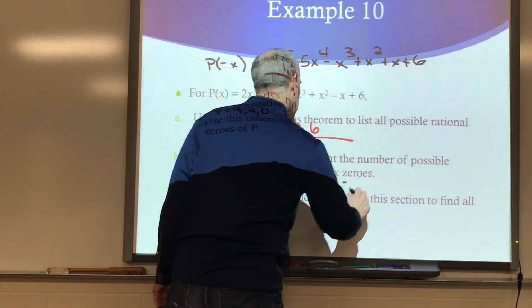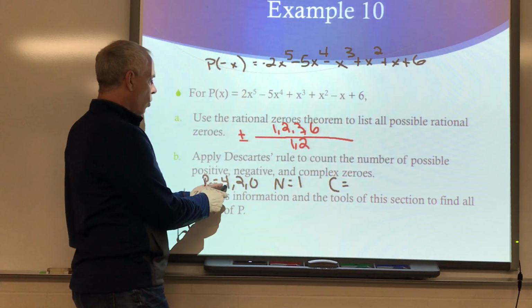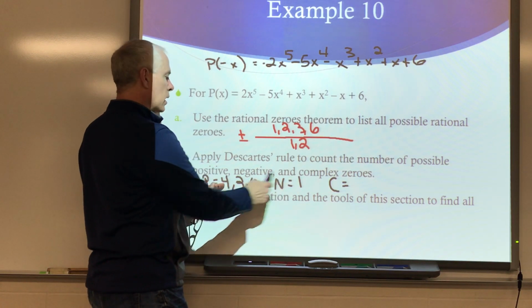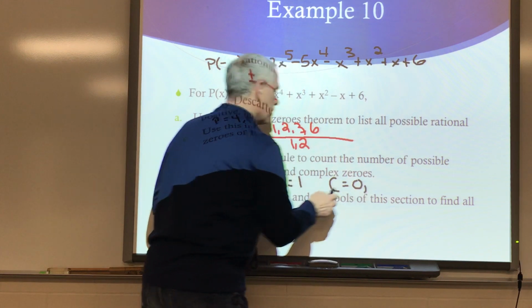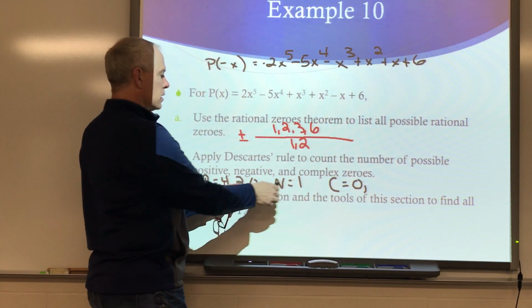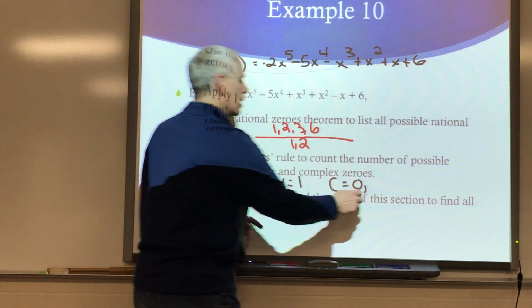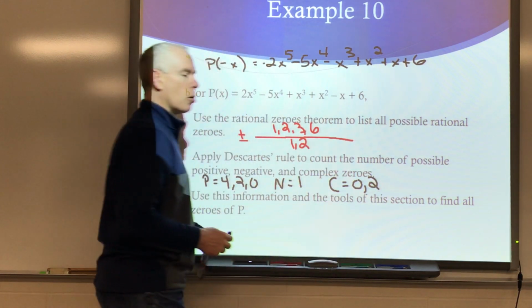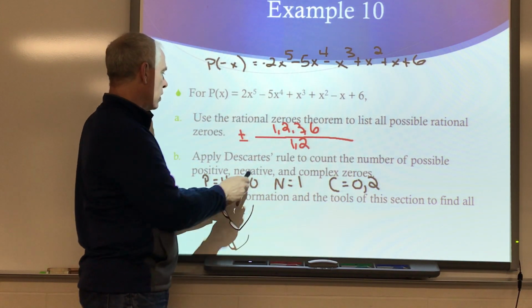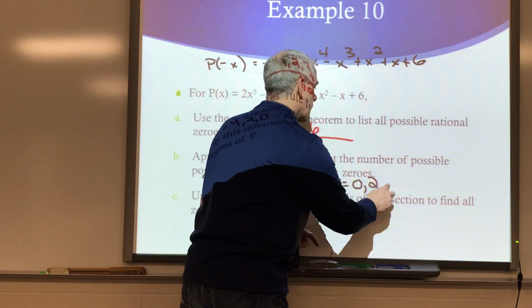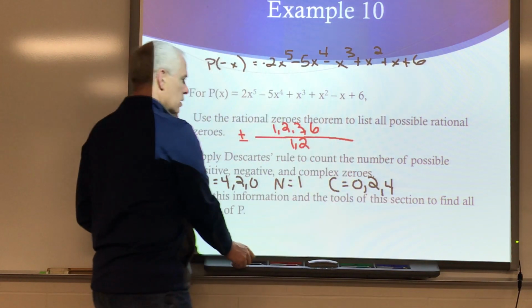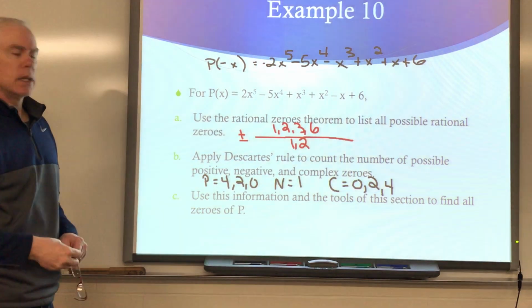So complex, well, if there were 4 positive and 1 negative, that would be 5 total. So there could be 0. If there were 2 positive and 1 negative, that would give me 3, meaning I'd need 2 more complex to get to 5. If there were 0 positive and 1 negative, that only brings me to 1, which means I could have 4 complex zeros as well. So those are my possibilities for that.